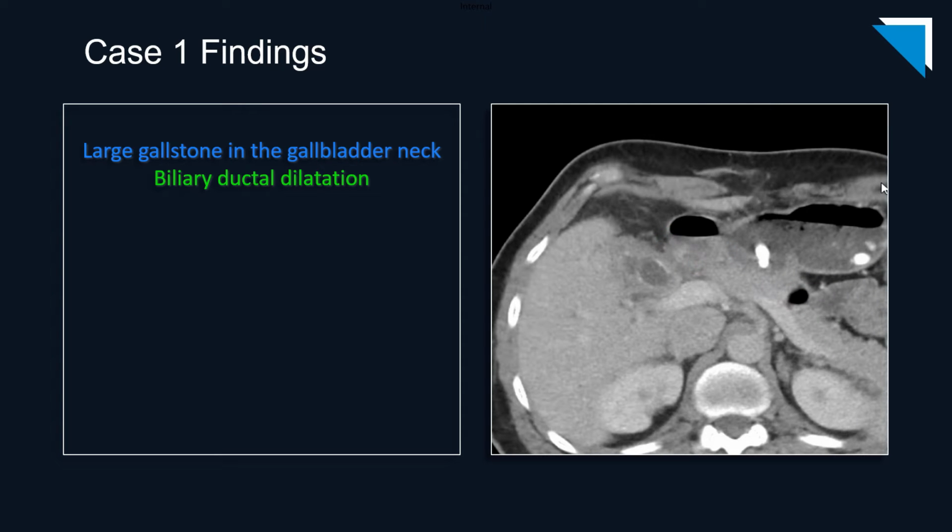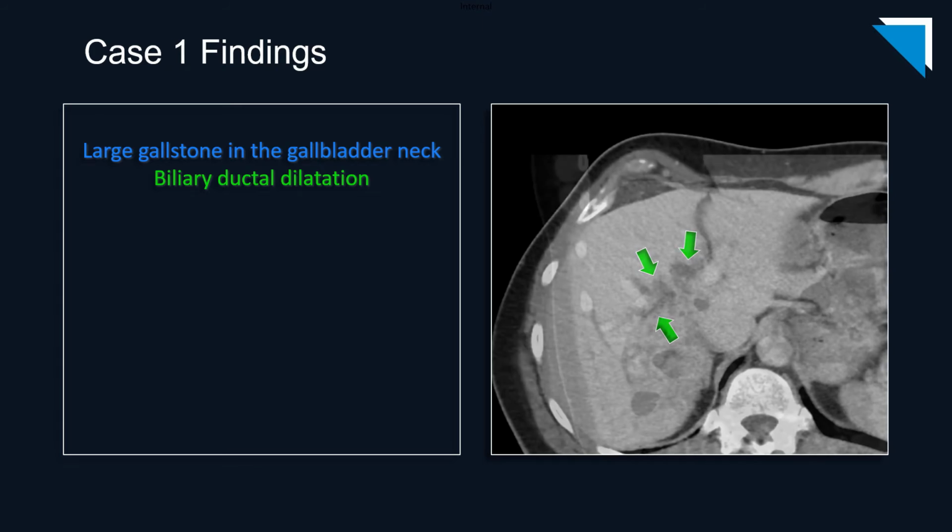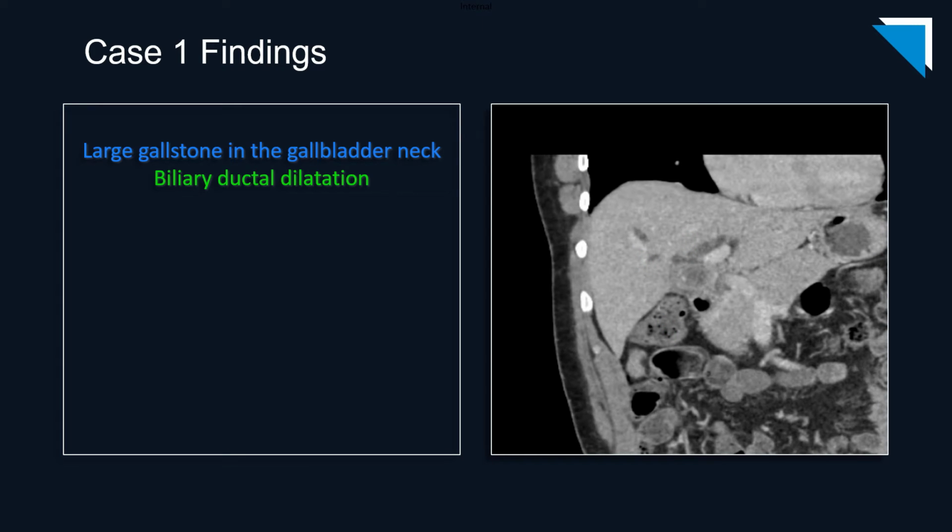The findings are also evident on the CT scan. The large peripherally calcified gallstone in the gallbladder neck, and the adjacent biliary ductal dilatation. Once again, on this coronal image from the CT scan, we can see the large gallstone in the gallbladder neck, as well as the adjacent biliary ductal dilatation.